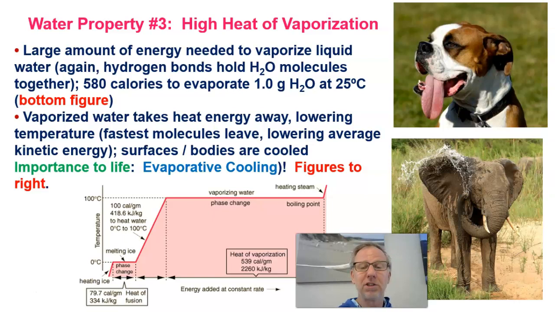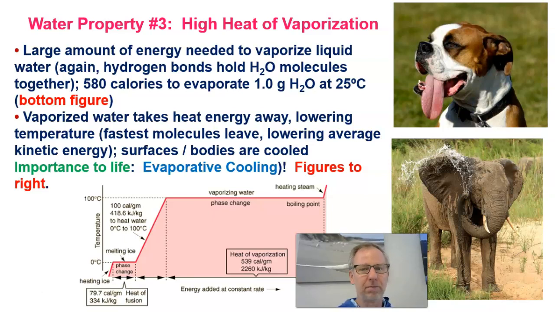Because remember, temperature is the average kinetic energy. So if the fastest, most energy-rich molecules are blasting away from the water's surface and leaving behind slower ones, that literally translates to a lower temperature. What's the importance to life?